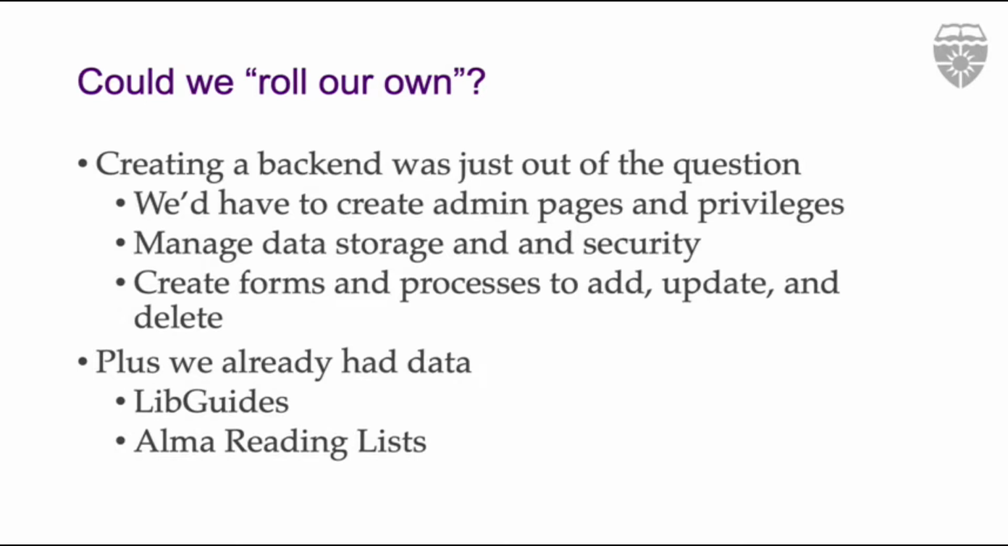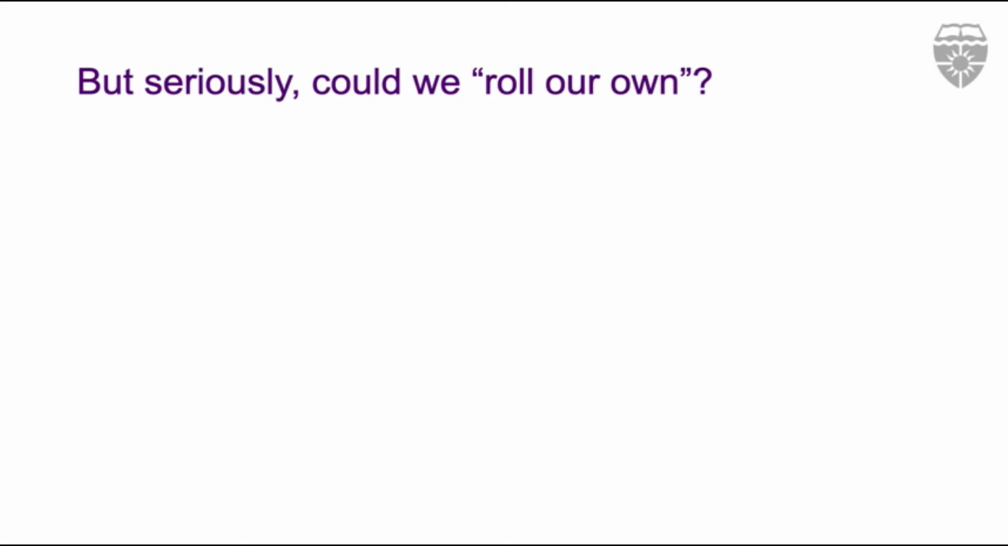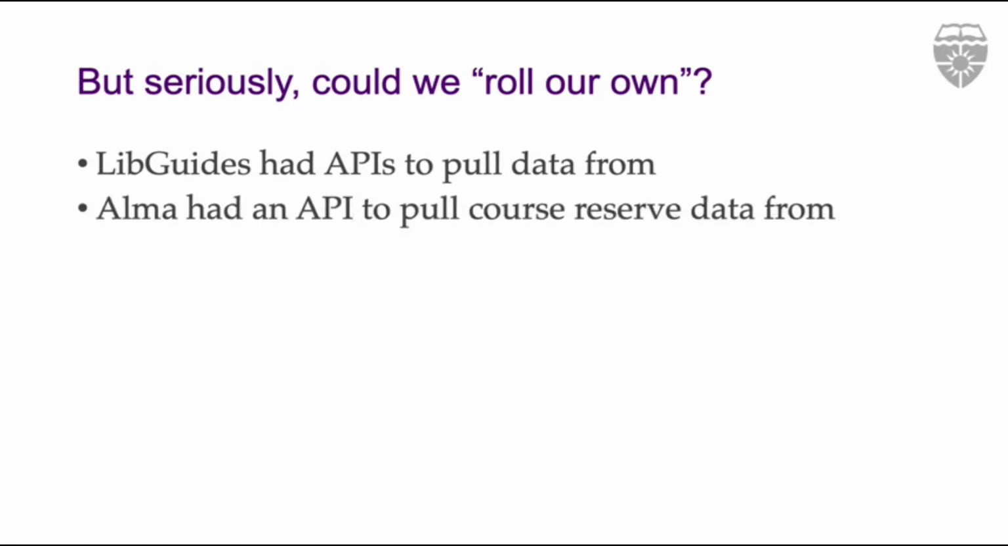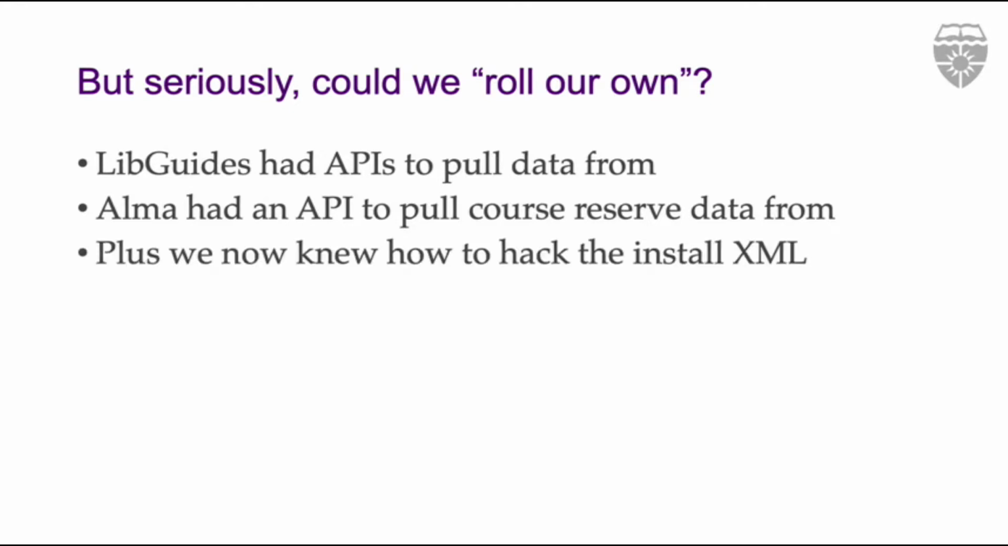And we already have the data. We had it in LibGuides and we had it in Alma reading lists. So why rebuild it all? But seriously, could we? LibGuides has APIs to pull from. We have LibGuides CMS, which has APIs. Alma had an API to pull course data reserved from. Plus, we kind of now knew how to hack the XML, and we kind of knew what an XML configuration file looked like.